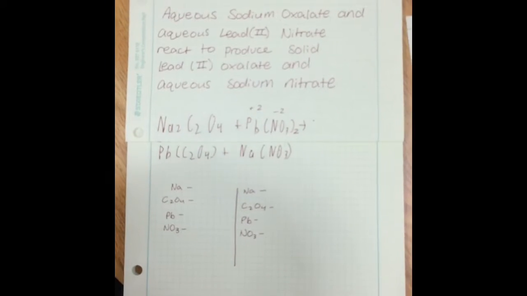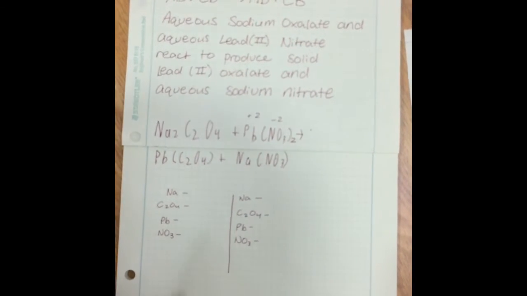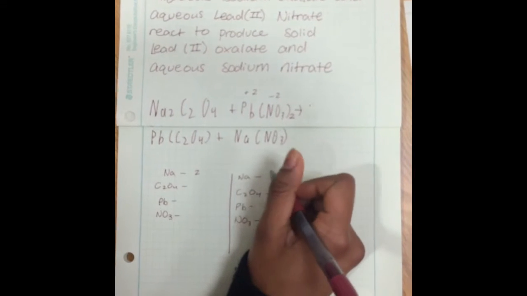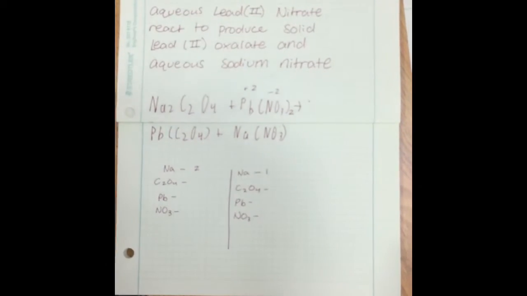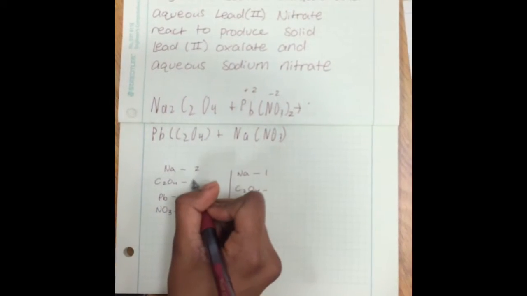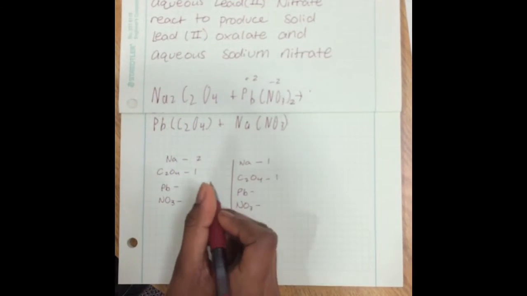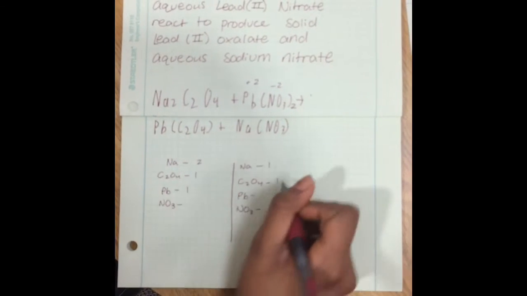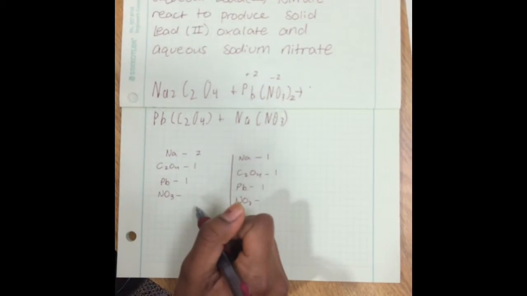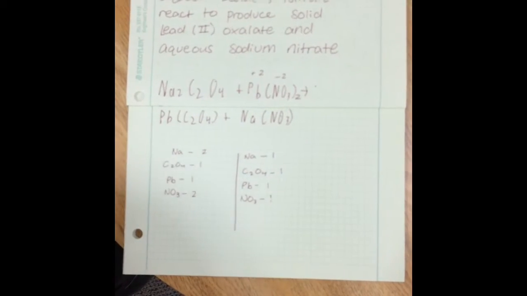So now we have to balance the equation, and if we look at the reactants and the product side, we can see that there are 2 atoms of sodium on the reactant side and only 1 atom of sodium on the product side. And from this oxalate piece, there's 1 on this side and 1 on that side, and there's 1 of lead on this side, 1 of lead on this side, and if we're looking at nitrate, there's 2 on this side and 1 on this side.